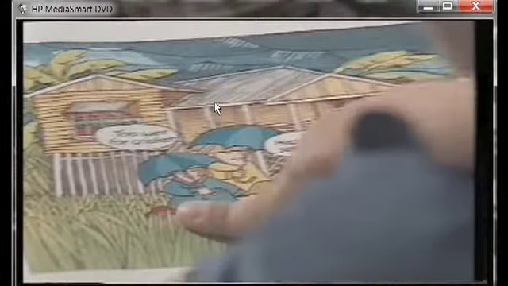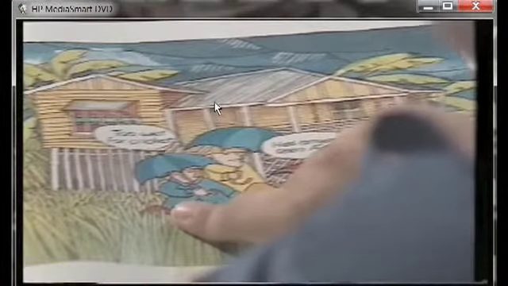Mum saying, too wet for cricket. Dad saying, has anyone seen Adam? We know where he is, don't we? Turn the page, Shannon.